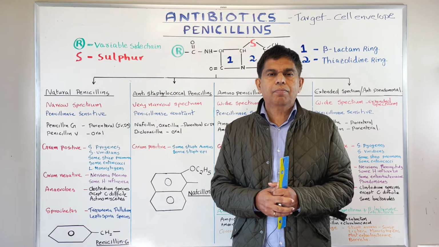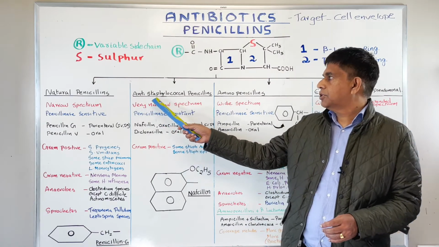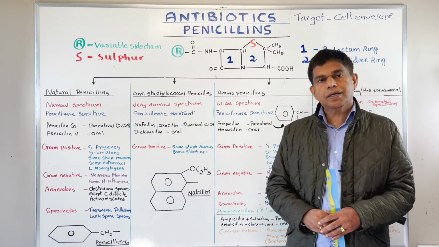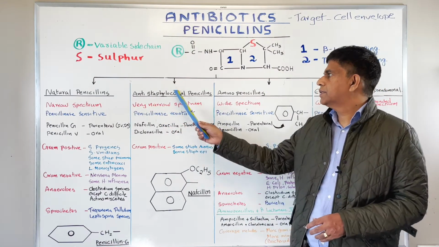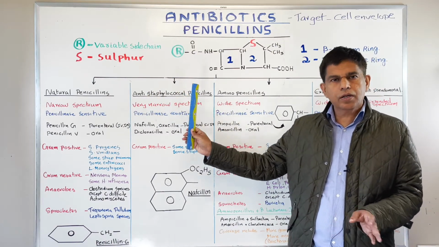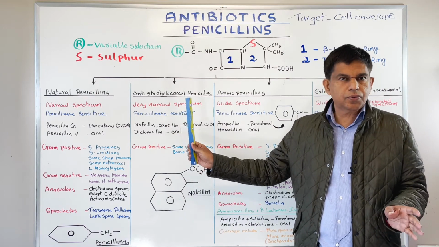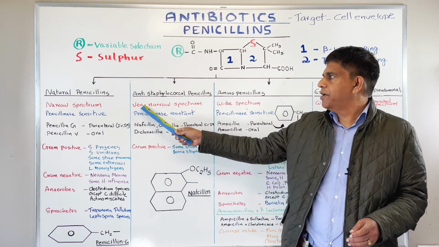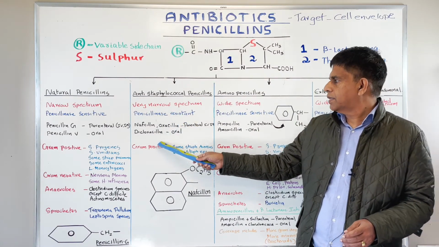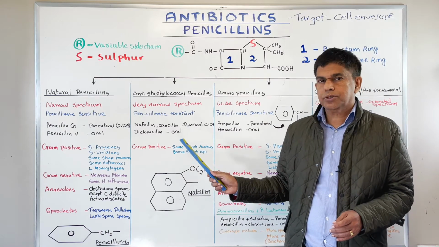Example is mycobacteria. The next group of penicillins we're going to take a look at is the anti-staphylococcal penicillins. Remember, staphylococcal, okay? Very narrow spectrum, only on staphylococcus. It's not going to work on your strep, it's not going to work on enterococci, anything like that. So again, very narrow spectrum. Look at the gram-positive: some Staph aureus and some Staph epidermidis, okay?